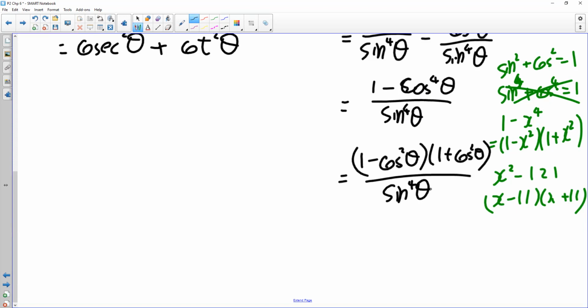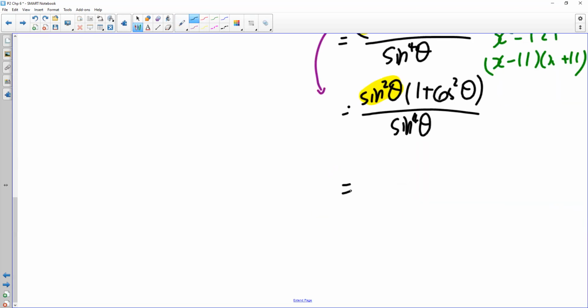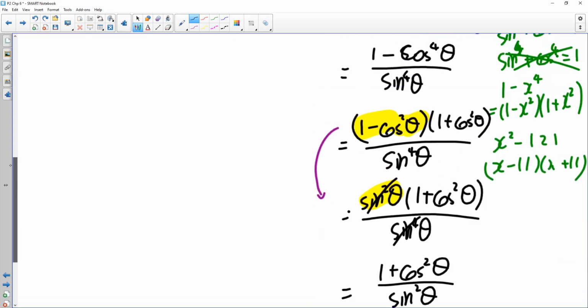Next, I know the top has 1 minus cos squared theta, so I can apply the identity here, which makes it sine squared theta times 1 plus cos squared theta over sine to the power 4 theta. So 1 minus cos squared theta becomes sine squared theta. Sine squared theta over sine to the power 4 theta, I can cancel down into 1 plus cos squared theta over sine squared theta. Because there is a power of 2 on the top and a power of 4 underneath, we can cancel down.